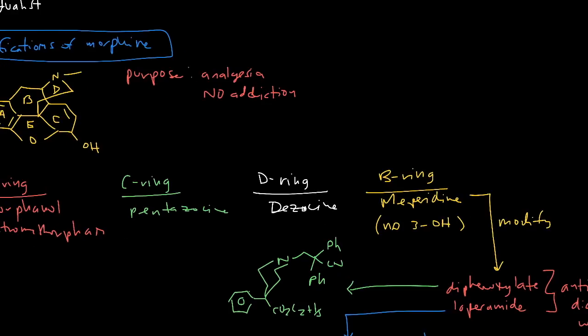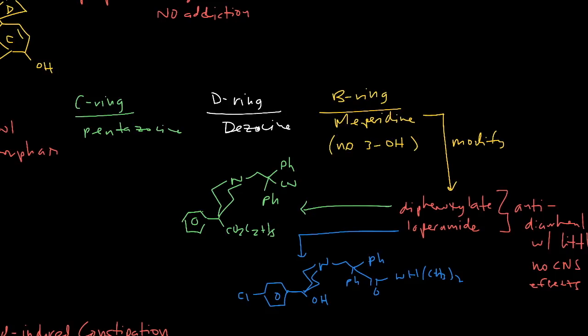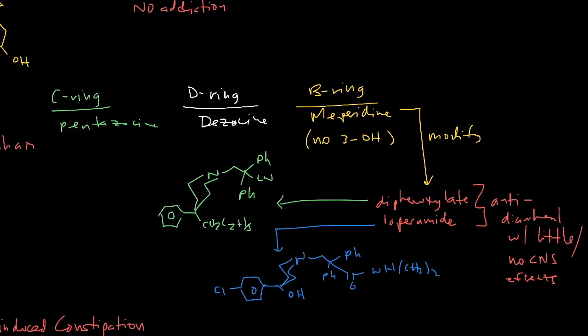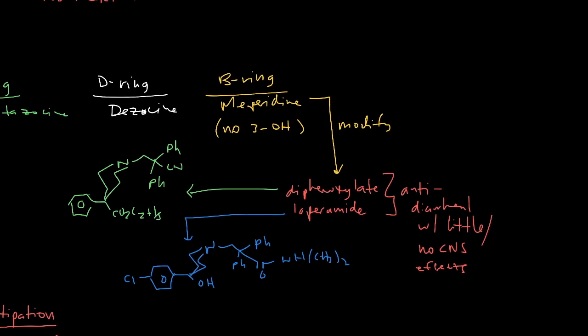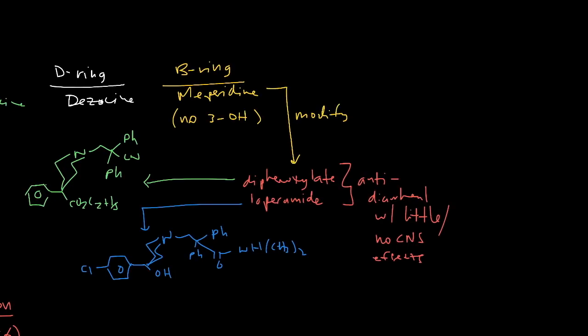And changing meperidine has produced diphenoxylate, which is a component of Lomotil, right? I hope so. I'm not looking this up. Changing meperidine has also led to loperamide. So diphenoxylate is shown here, and loperamide is shown here.